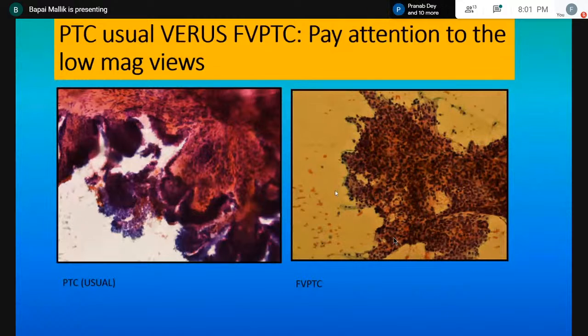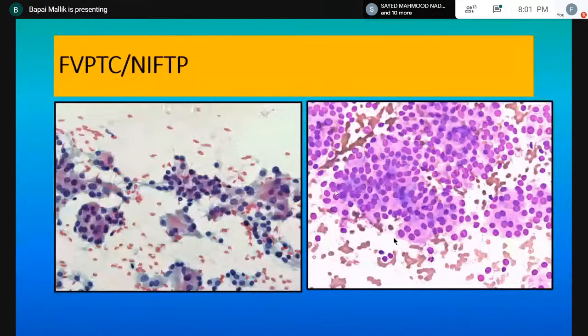So it is extremely important to appreciate the low power magnification appearance of these lesions. Now, when you go to the higher magnification, you may come across a situation like this, where here the cells look a little bit oncocytic, quite oncocytic in fact, and the nuclear features, well, are there, a little bit of pallor, but not really something that you are absolutely confident about. Some dark cells. Both these pictures happen to be from a case which was later proven to be a follicular variant of papillary thyroid carcinoma on histopathology, right?